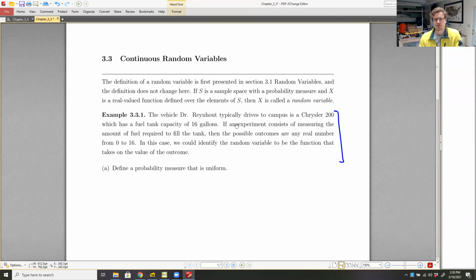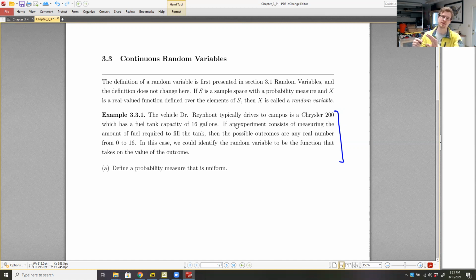All right. So let's create a probability measure that is uniform for this. Of course, if we think back to the definition of a random variable, we need to have a sample space with a probability measure defined on that sample space. And then we can assign a function, and that's our random variable. So here we have a sample space, and we actually have a function, but we don't actually know that we have a probability measure defined on it. So that's what we need to define here.